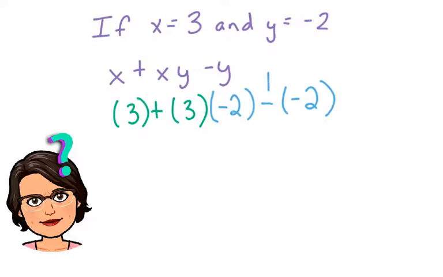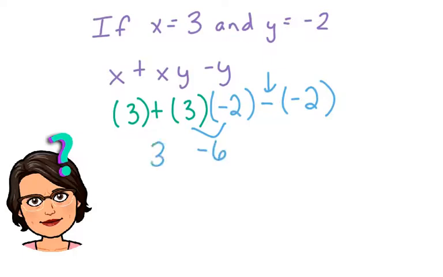Don't forget the subtraction sign right there. You don't mix it up with the negative 2. Make sure you write that there. All right, so now I still have this in the middle, so I'm going to multiply positive 3 times negative 2. A positive times a negative is a negative, so I end up with negative 6.